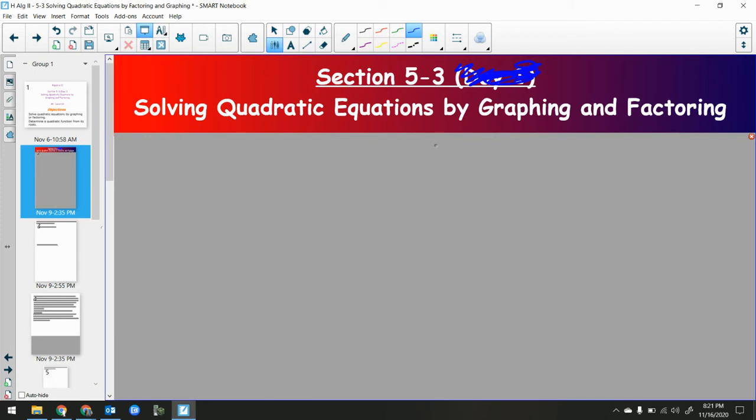All right, so section 5.3 is solving quadratic equations by graphing and factoring. You may be thinking to yourself, why the heck are we factoring? Why are we spending so much time going over factoring? Well, we're going to find in this section that we factor so that we can solve quadratics. Now, what does that mean, solve quadratics? Well, that means a couple different things. That means we can set two quadratics equal to one another. We can set a quadratic equal to a linear. We can set a quadratic equal to 0 and solve each of those things by way of factoring. Okay, so it's a method of solving quadratic equations.